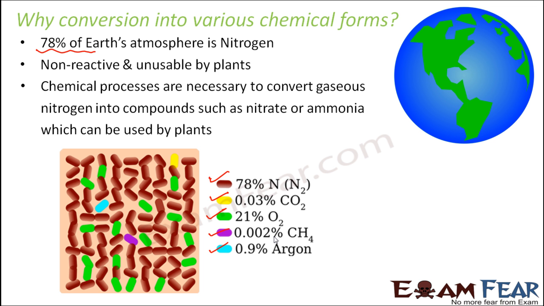Therefore, chemical processes were necessary to convert the gaseous nitrogen into compounds such as nitrate or ammonia, which can be used by plants. During the course of the nitrogen cycle, the dinitrogen or nitrogen gas present in the atmosphere gets converted into nitrate or ammonia. Ammonia is NH3 and nitrate is NO3-. These are the two forms which can be utilized by plants, and all of them have nitrogen. So we need to convert this nitrogen into usable forms. That is the purpose of having a nitrogen cycle, and why nitrogen gets converted into so many different forms. But at the end all these forms again get back to the original form, nitrogen gas, and it is released into the atmosphere. So it is a cycle in that way.